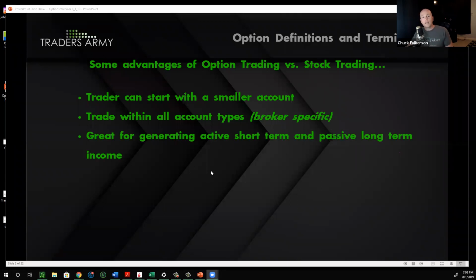They're really great for generating both active short-term and passive long-term income. When we talk about active short-term income, we're talking about being swing traders. Being a swing trader is important because it allows me to get in and out of markets a bit faster and take advantage of the swings on market moves. Options are phenomenal for that, especially when I understand how time decay works.